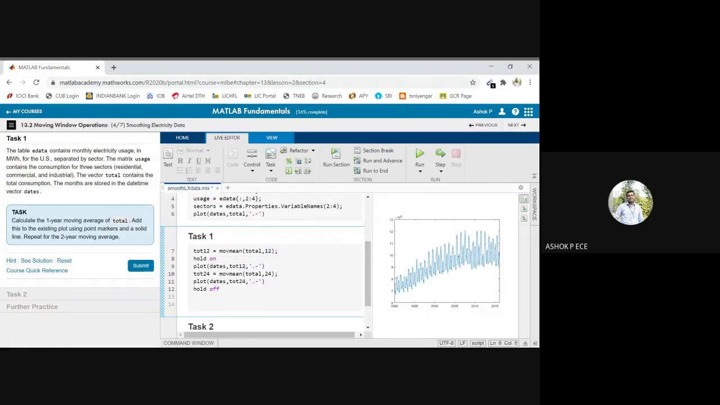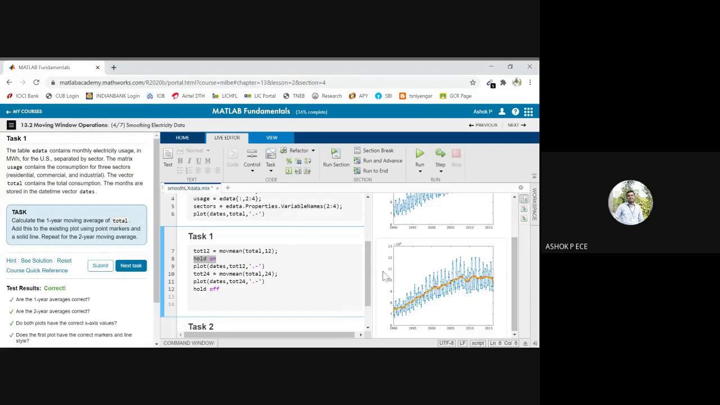Hold on, I am going to plot. Same way for 2 year, total24 equals movmean of total comma 24. Again plotted, hold off. Hold on says that so many graphs I'm going to plot, and hold off says all the graphs are plotted. So you can close the window and display it to the user. Here everything is mentioned in months only, right? So I'm going to convert years into months. 1 year average means I'll be giving it as 12. 2 year average means I'm giving it as 24. Now let us see if it is correct.